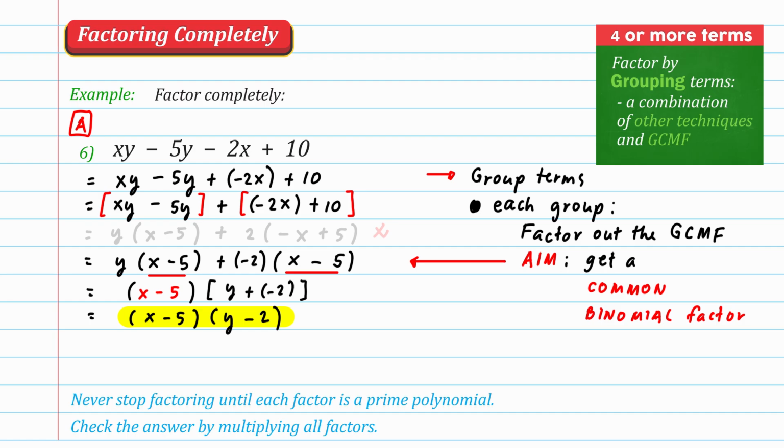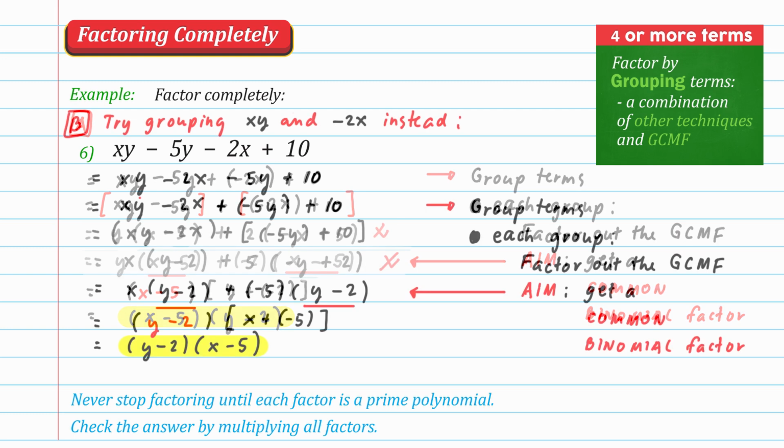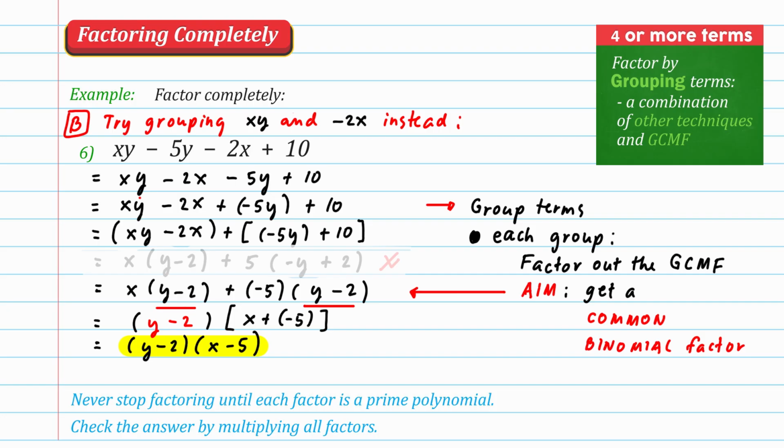And that's how we factor a 4-term polynomial completely using the factoring by grouping method. But before we fully leave this polynomial, as we know, we can group other terms as well to try and factor by grouping. So, let's take a second look at this. Let us find another way of factoring by grouping xy and negative 2x instead. Pause this video now to analyze a second way to factor this and get the same factors as the previous grouping.